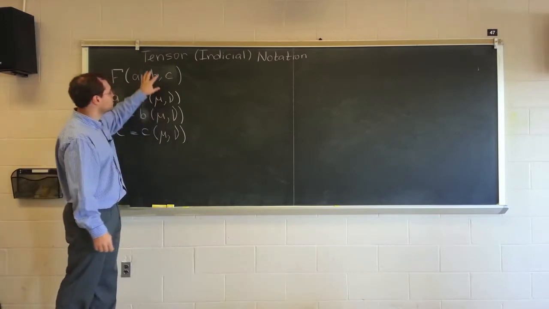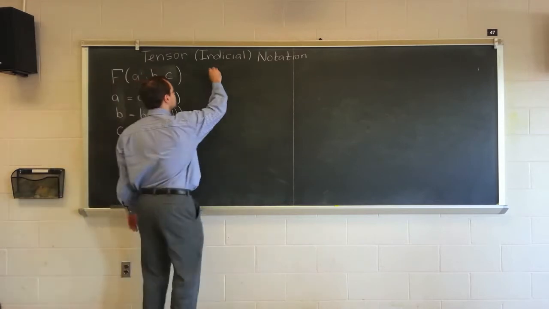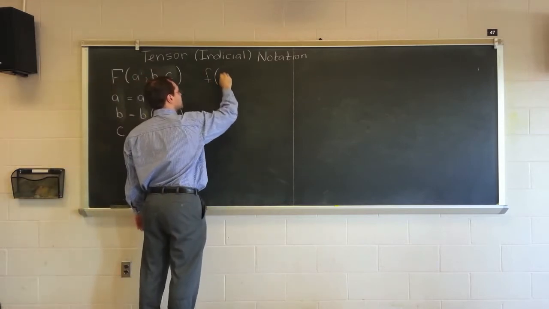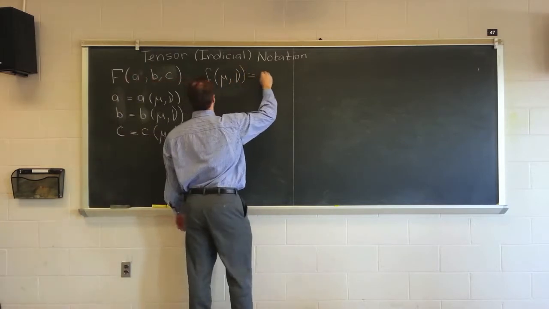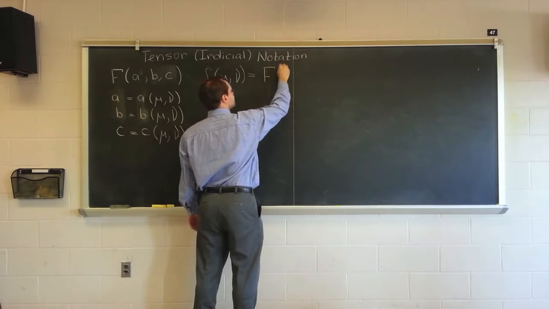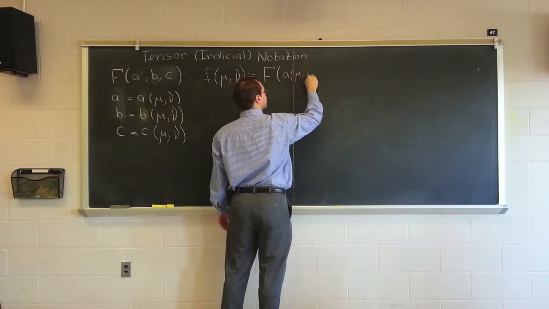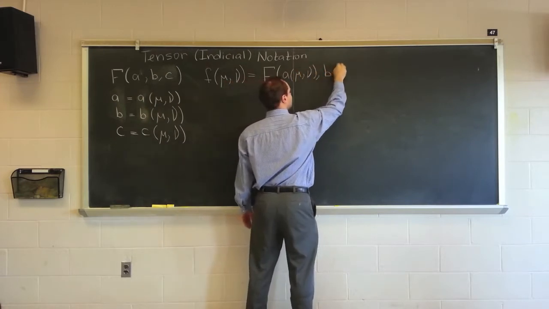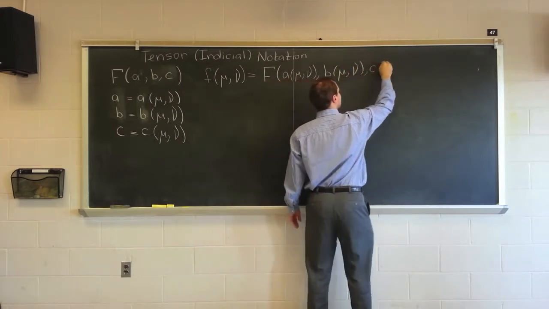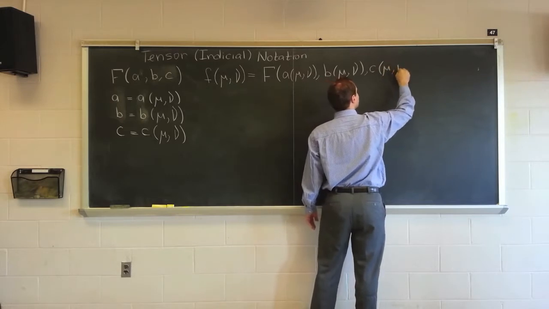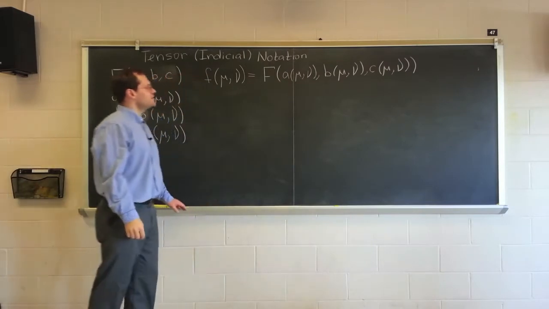So if these expressions are plugged into this expression, we get a new function, little f, and this one is a function of mu and nu. And it's formed by putting together this combined function, A of mu and nu, B of mu and nu, and C of mu and nu. A lot of writing, but that's kind of the point. And Einstein notation will save us all of this writing.